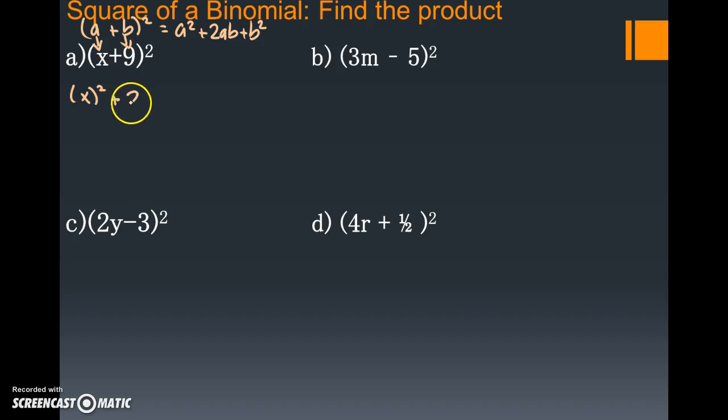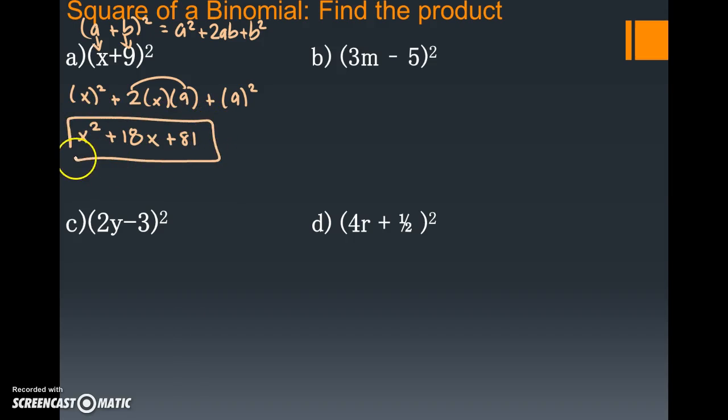So plus 2ab: a is x, b is 9, plus b², 9 squared. Then simplify. x², 2 times x times 9. Well, what's 2 times 9? 18, but leave the x. Then 9 squared, 81. There you go. Now eventually we will skip this step and just do it in our head, but it's super duper new, so I'm going to show it out.